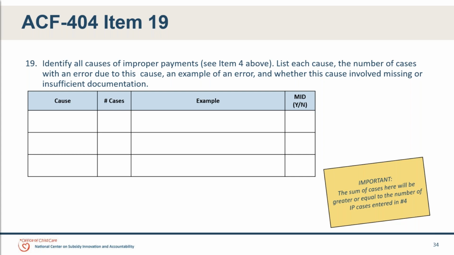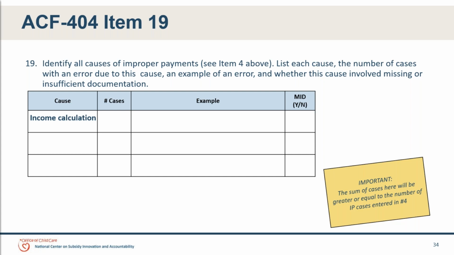Right. So moving on to item 19, we ask that you identify all of the causes of your improper payment errors. If you were involved last cycle, you may recall that in the old version of the 404, you only had to provide the two most common MID and the two most common non-MID causes. This time around, we are asking for everything. So for each error cause, you're going to provide that cause, the number of cases that have that cause, an example, and then whether it was MID or not.